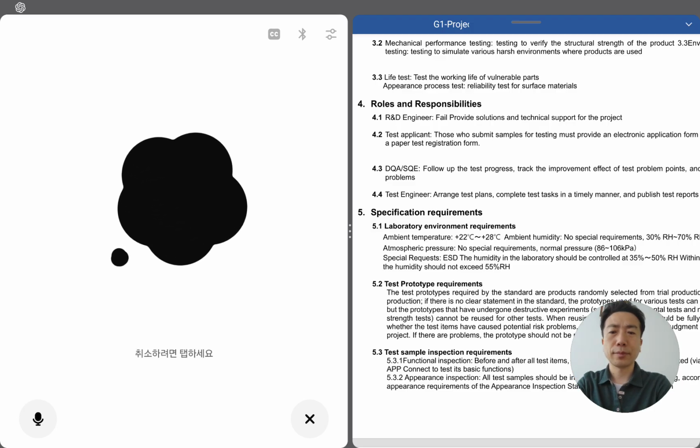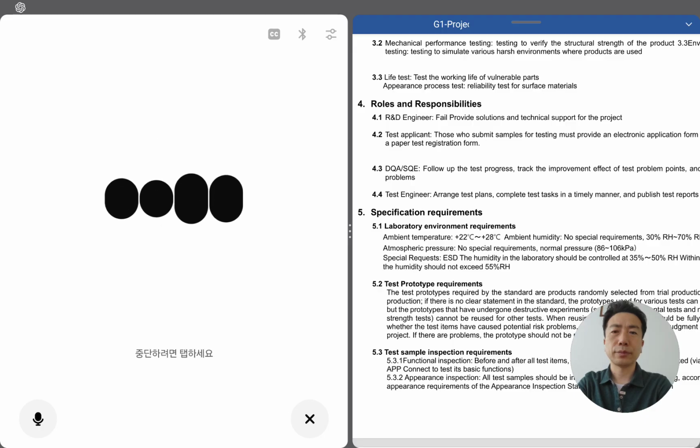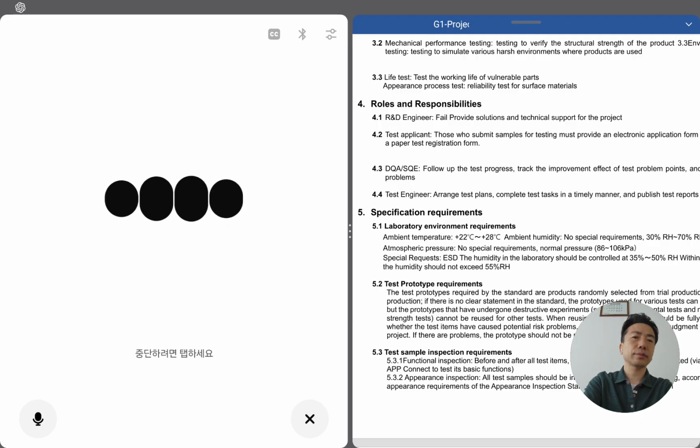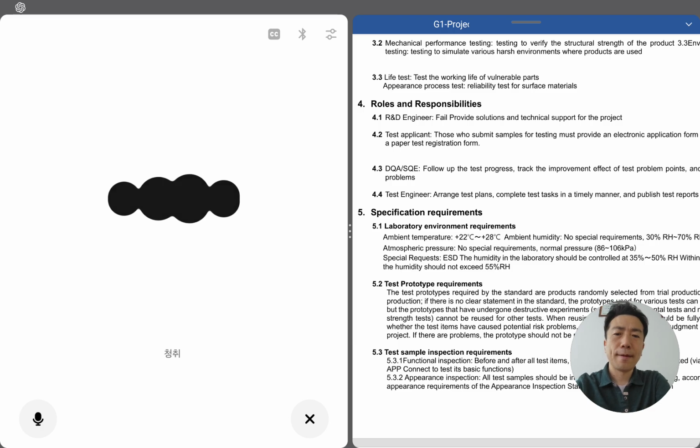Of course. Listen closely. The R&D engineer is responsible for analyzing failures and providing technical solutions. Each part carries its own weight: responsible for analyzing failures, providing technical solutions. You can let your tone fall slightly at the end to sound certain. Want me to read it once more, just a bit slower?